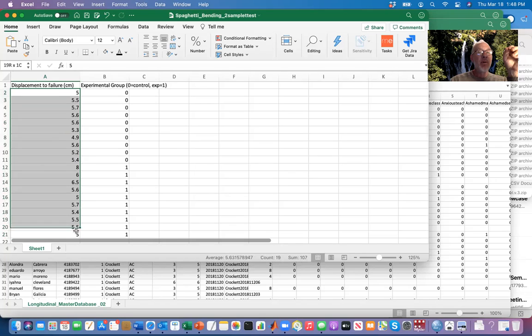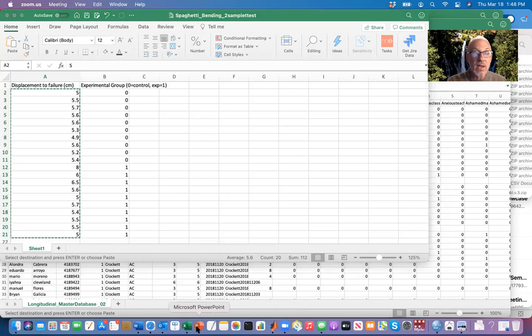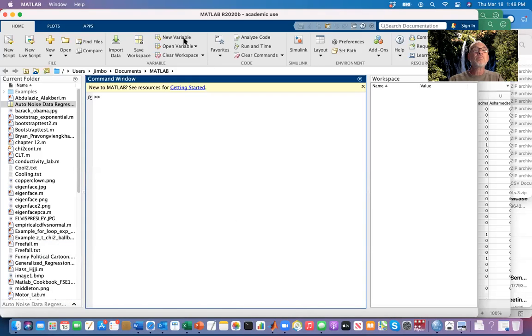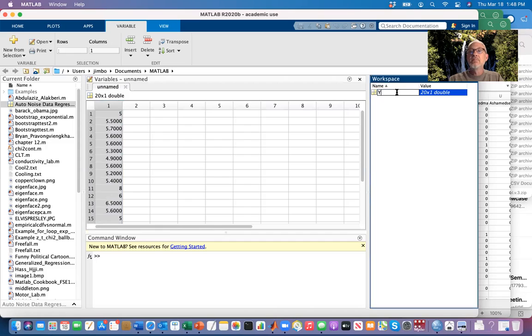let's do it this way. I'm going to create a vector of outcomes, a vector of our dependent variable. I'm going to go to Matlab. I put a new variable in and I just paste that into Matlab, and then I will label that variable y, okay?